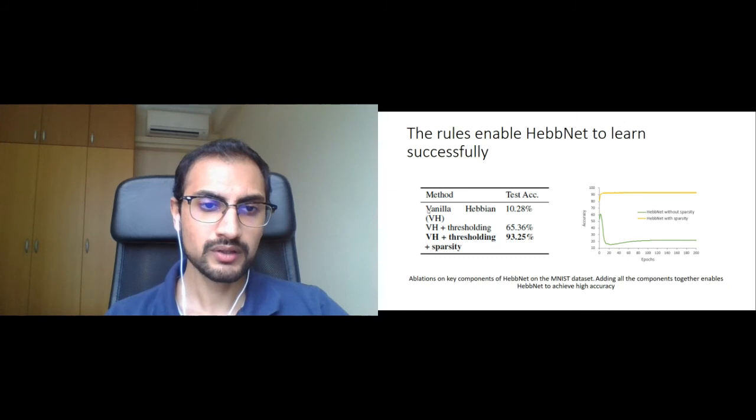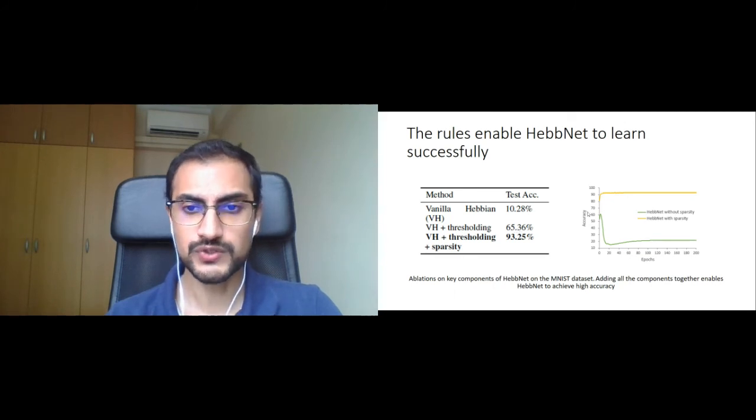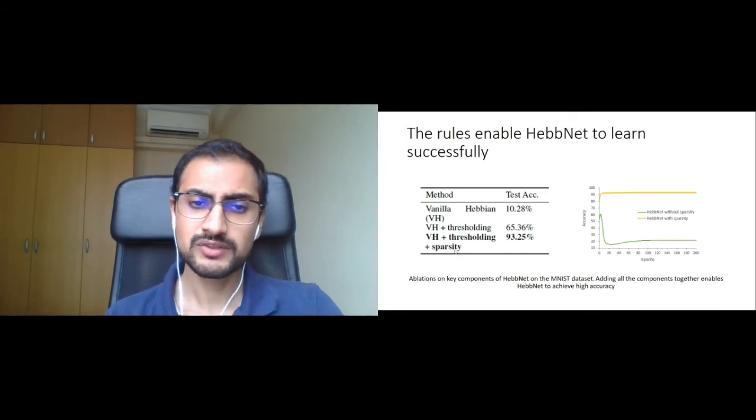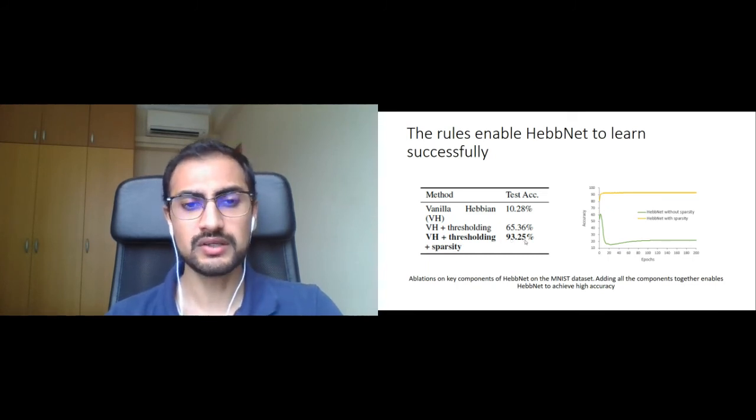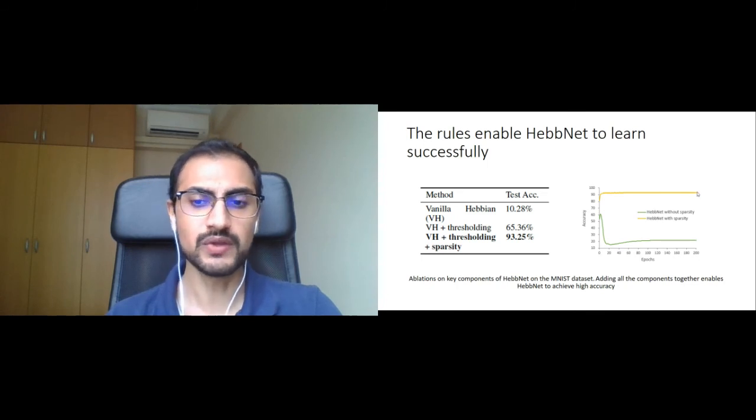Now, looking at the ablations that we did for each of these rules to understand them better, these are numbers on MNIST. The vanilla rule doesn't really learn anything. With thresholding, we increase our accuracy to 65%, represented by the green line. However, after an initial increase, this accuracy decreases and stabilizes at a much lower value. Lastly, when we add the sparsity, the accuracy increases above 90%, and at the same time it stabilizes very well, giving a nice stable learning. So the combination of all these three rules really helps.